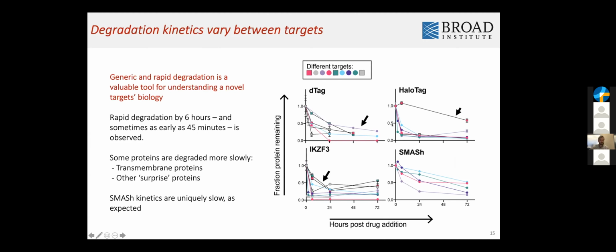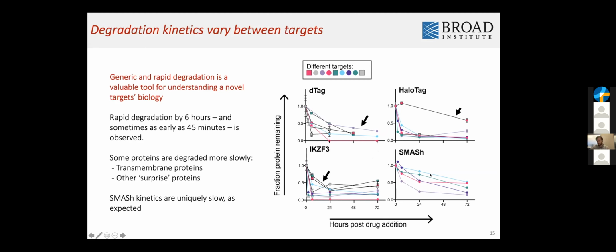And outside of transmembrane proteins, there were some surprise proteins where this light purple line is really rapidly degraded with other technologies. However, with just the D-tag construct, for example, it was a little bit slower of degradation. So another example of where having multiple tags can be really valuable.